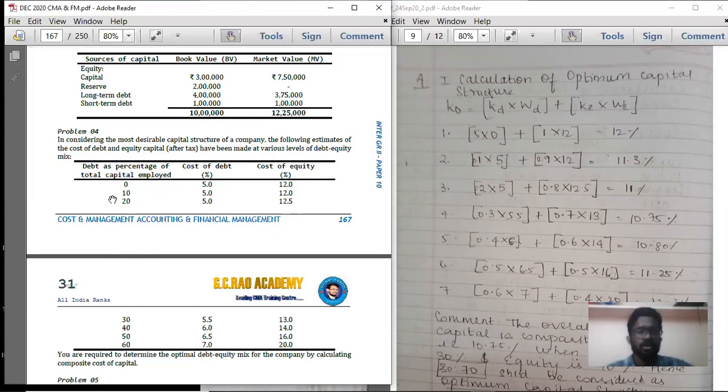We should find the cost of capital using that weights formula for all these 6-7 situations, so that we can find where the overall cost of capital is less. That is the best debt equity mix.